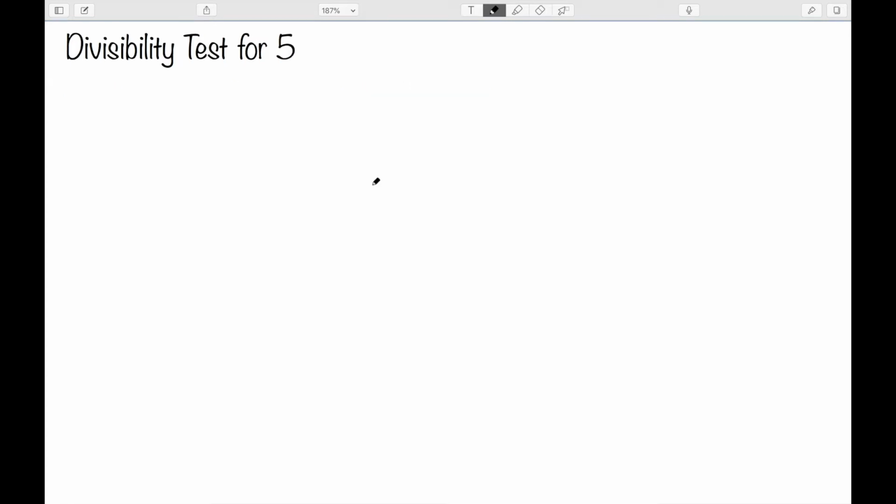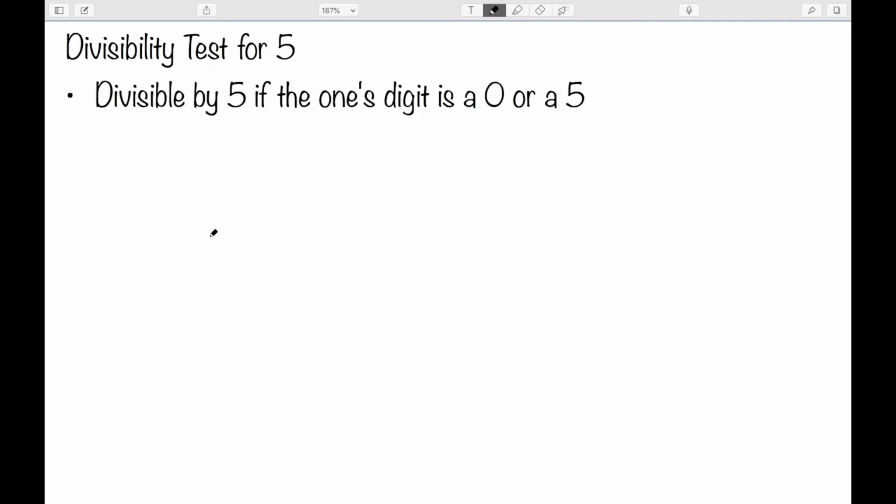Next, let's look at the divisibility test for 5. The divisibility tests for 2, 10, and 5 are the 3 easiest to understand, so we're going to start with these. A number is divisible by 5 if the ones digit is a 0 or a 5. As an example, 372 would not be divisible by 5, but 645 would because it ends in a 5.